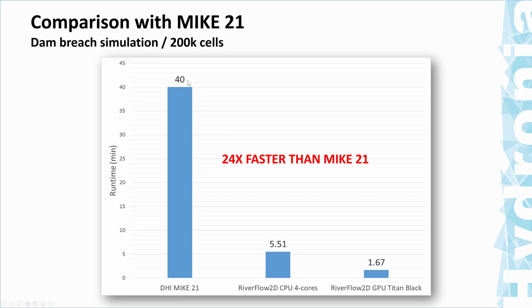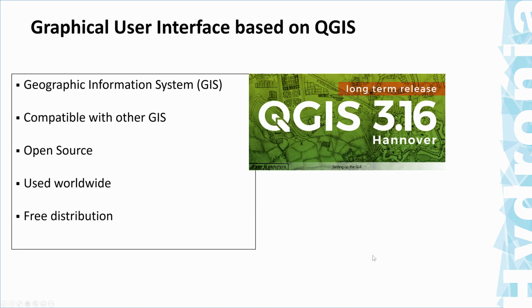Also, the same comparison with Mike 21, which is a commercial model as well. It resulted in 24 times faster than Mike 21, and these are the computer times that you see over here. It's 40 minutes, and this is a different test, but with a different mesh. But instead of 40 minutes, it took 1.6 minutes in Hydrobit Flood.